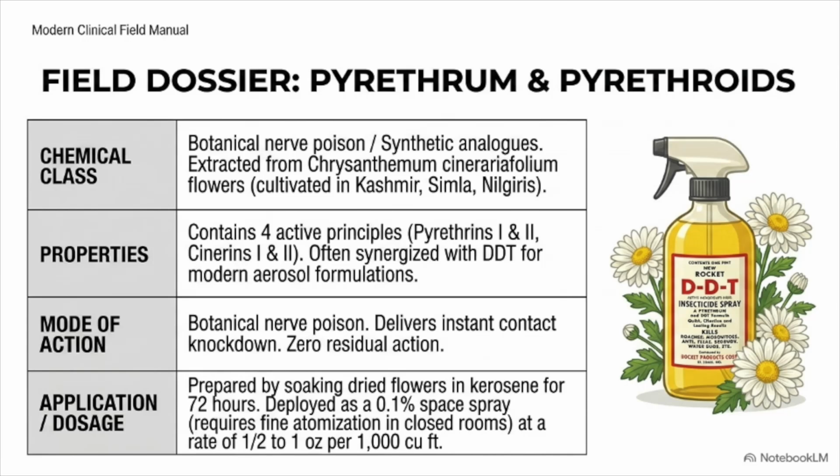They are prepared by soaking dried flowers in kerosene for 72 hours and deployed as a 0.1% space spray, requiring fine atomization in closed rooms at a rate of half to 1 ounce per 1000 cubic feet.